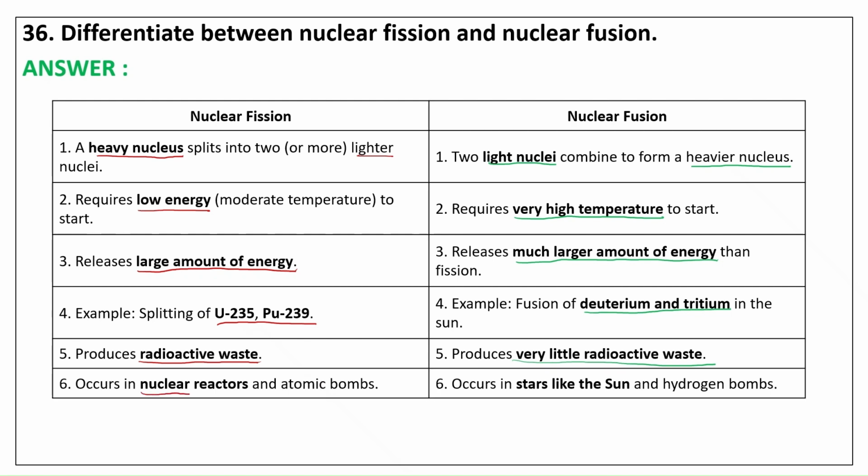6. Nuclear fission occurs in nuclear reactors and atomic bombs. Nuclear fusion occurs in stars like the sun and hydrogen bombs.